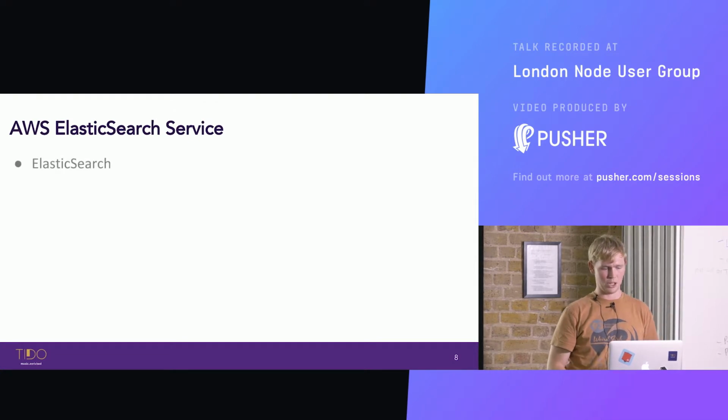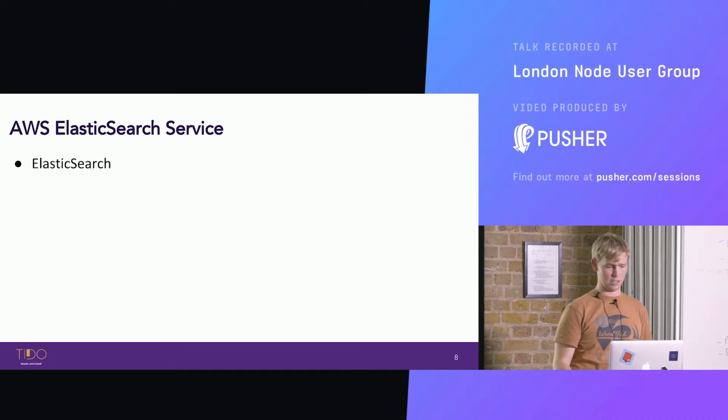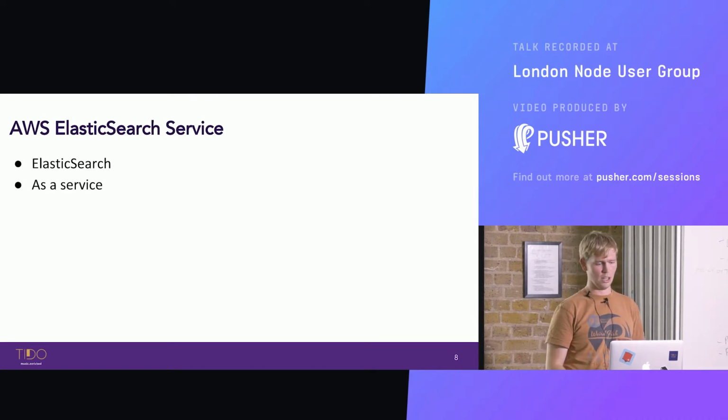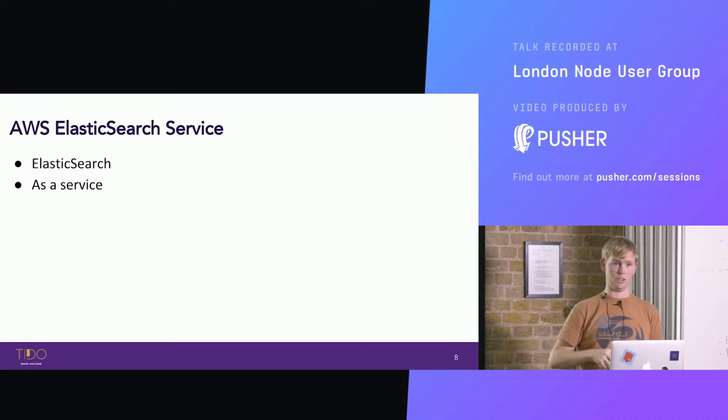So we decided to actually go with ElasticSearch, the AWS ElasticSearch Service. It's ElasticSearch as a service. It is pretty much vanilla ElasticSearch. So if you've used ElasticSearch outside of AWS, you can just use it here, transfer everything in, boom, done.